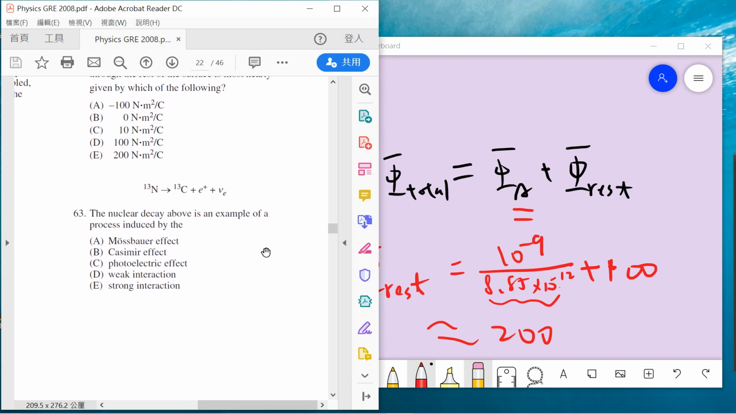63 asks about nuclear decay, and you also see there's a neutrino. Common sense in the standard model: the neutrino is a weak force. So the answer is D, weak interaction.